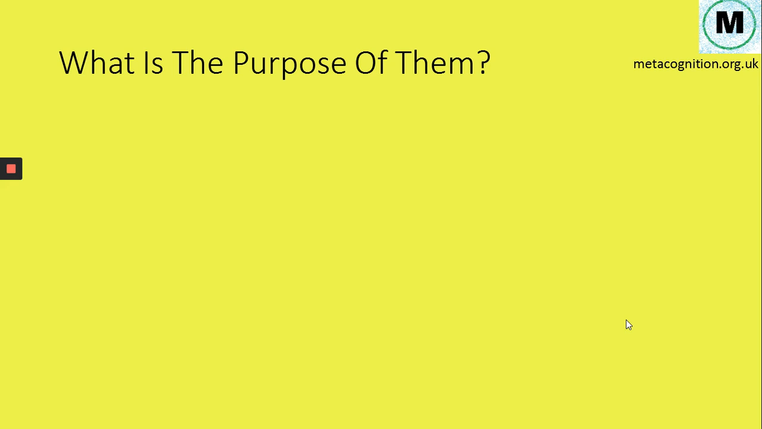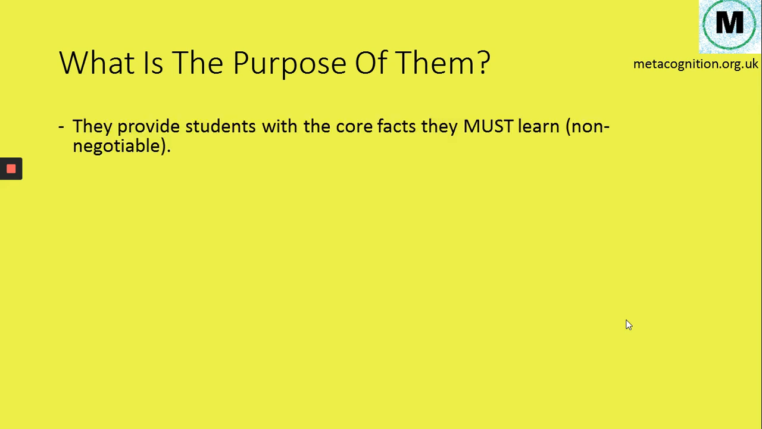Now, the purpose of them is extremely important. We need to understand why we're doing it, and we need to be able to translate that back to our students. So, they provide students with the core facts they must learn. This provides you with a non-negotiable. Students cannot complain about not knowing something or not knowing what they needed to know if you give them a knowledge organizer. It becomes a very strict routine within your class that they must learn all of the facts on that knowledge organizer. It becomes a non-negotiable and hence it becomes a lot easier to enforce within your classroom.